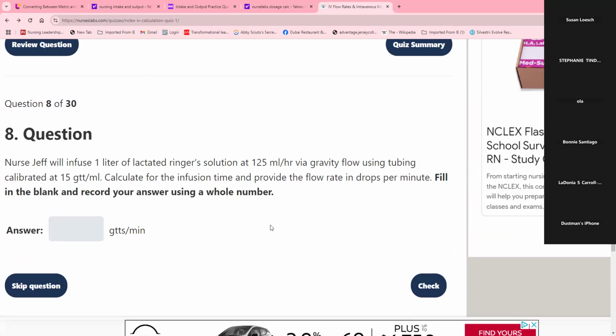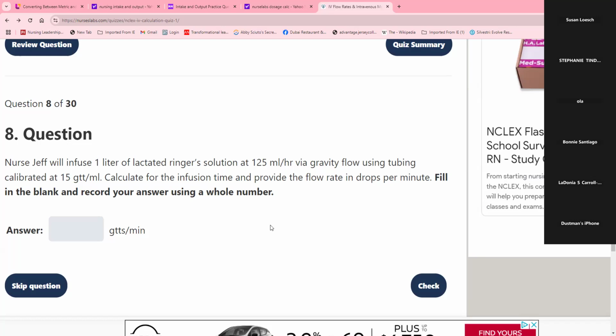This one's asking us for drops per minute. Typically if you're doing drops per minute, your formula is total volume, which in this case is 1 liter, or 1,000 mLs, correct? And what you don't know is your time, because it didn't give you your time. So you can do one of two things here. You can take your 1,000 and divide that by 125, and that tells you this is going to flow over 8 hours.